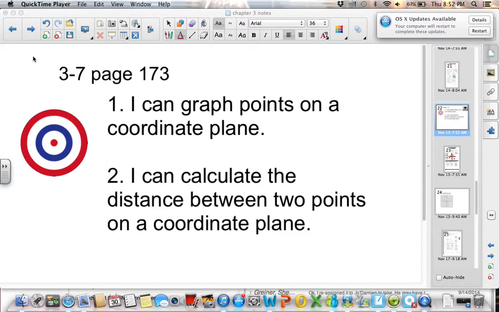Hi, 7th graders. We're on lesson 3-7, which starts on page 173 with learning targets: graphing points on a coordinate plane, and calculating the distance between 2 points on a coordinate plane. Remember to have your vocab sheet out as well as your notebook ready to take notes.